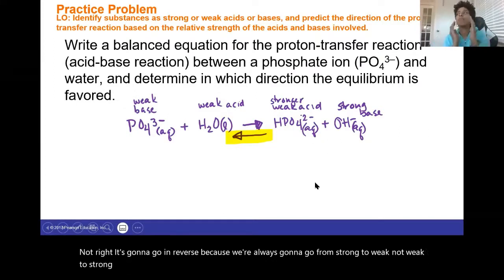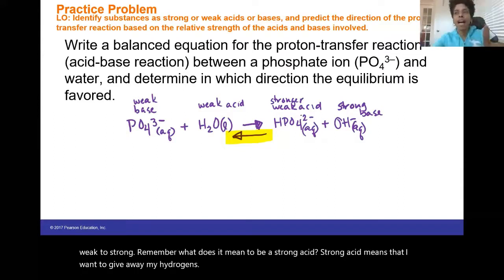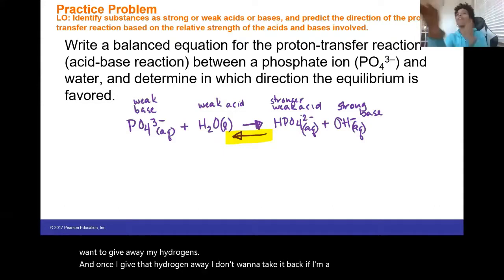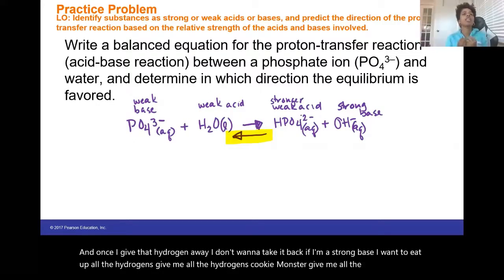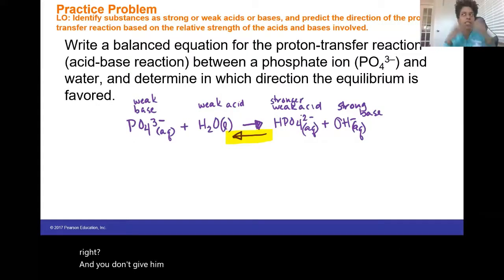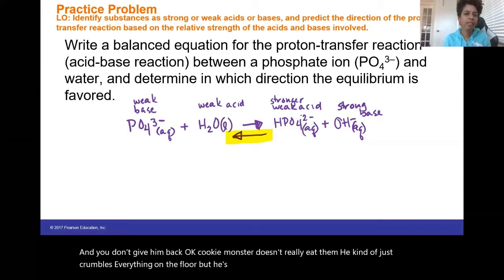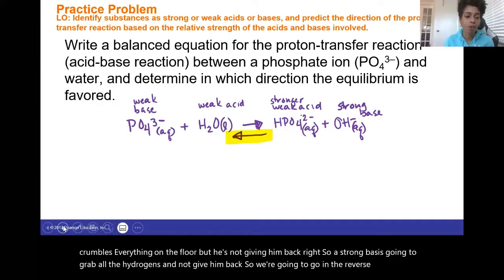Remember, what does it mean to be a strong acid? A strong acid means that I want to give away my hydrogens. And once I give that hydrogen away, I don't want to take it back. If I'm a strong base, I want to eat up all the hydrogens. Give me all the hydrogens, like Cookie Monster. Give me all the cookies, right? And you don't give them back. Okay, Cookie Monster doesn't really eat them. He kind of just crumbles everything on the floor, but he's not giving them back, right? So a strong base is going to grab all the hydrogens and not give them back. So we're going to go in the reverse direction, because that is the strong direction.